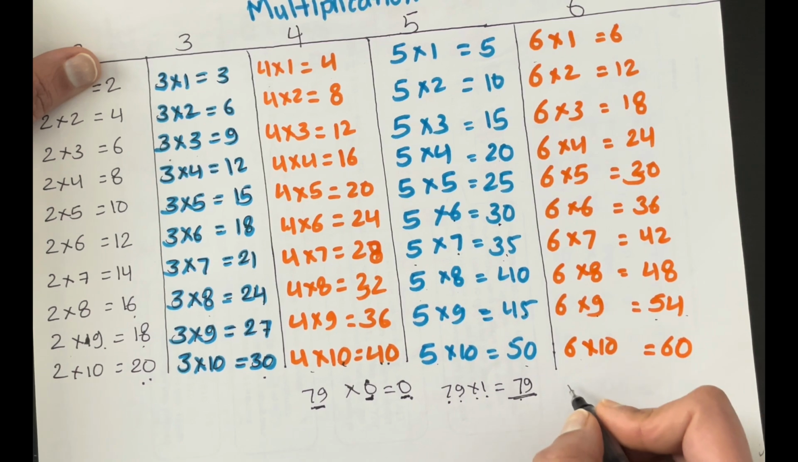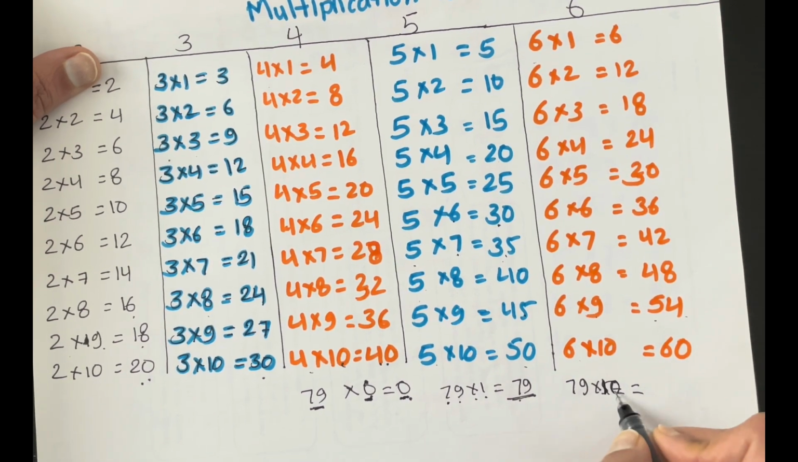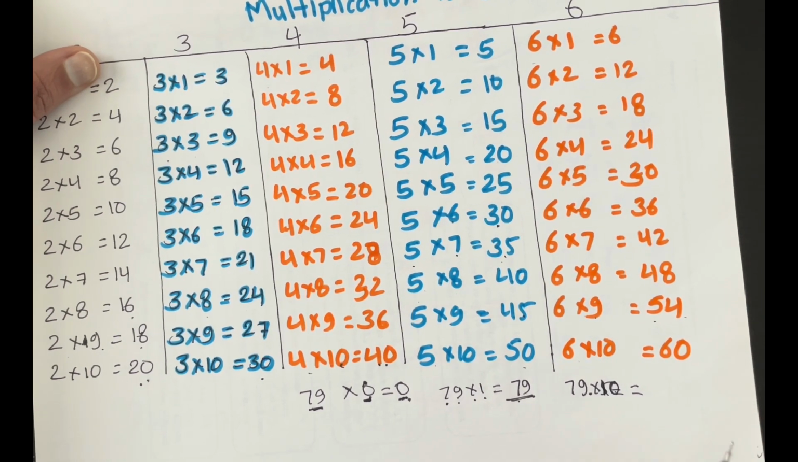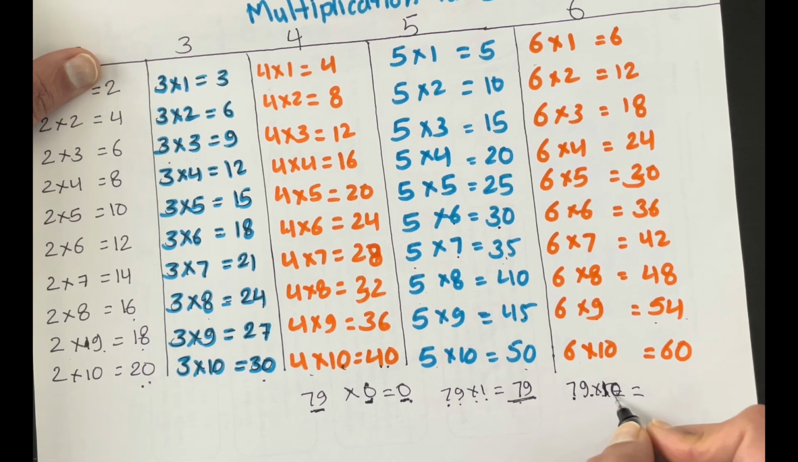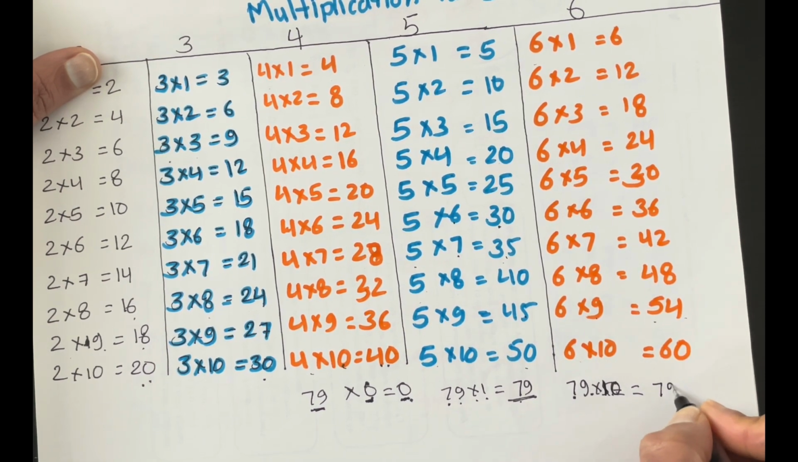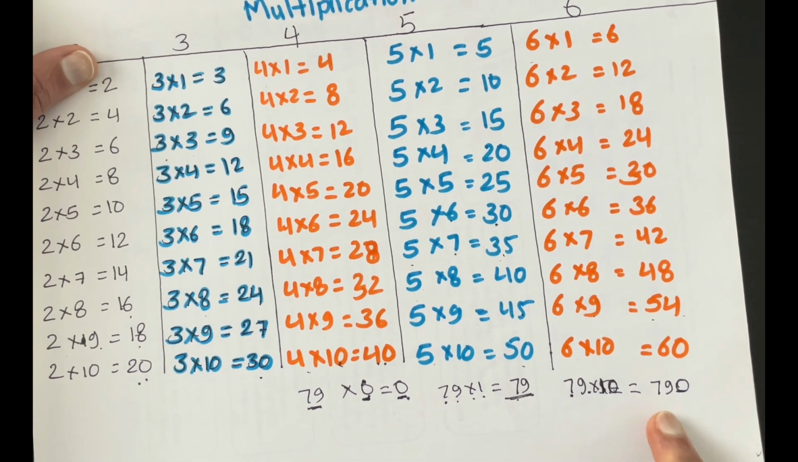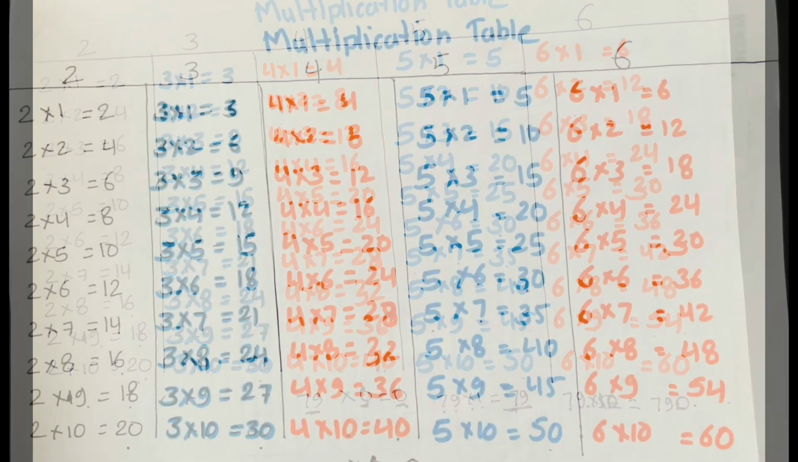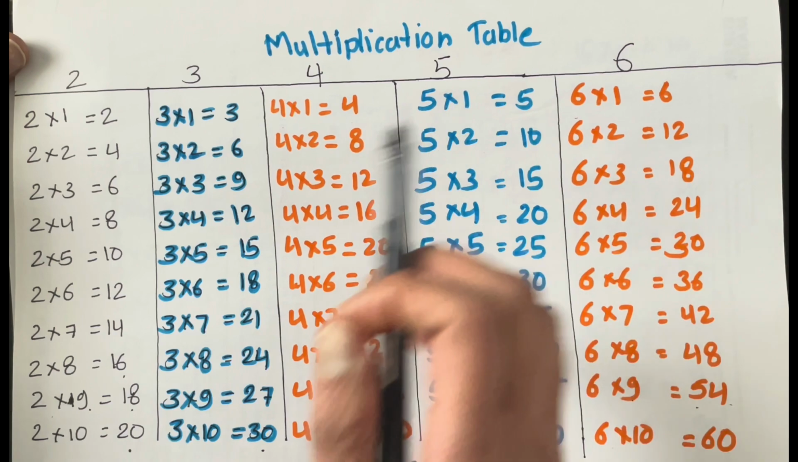If I multiply any number with 10, you have to add 0 at the end of the number. At the ones place you will add 0. So if I multiply 79 with 10, that will become 79 and 0 at the ones place. So 0 at the ones place. Let's begin our multiplication table. Let's learn multiplication tables from 2 to 10.